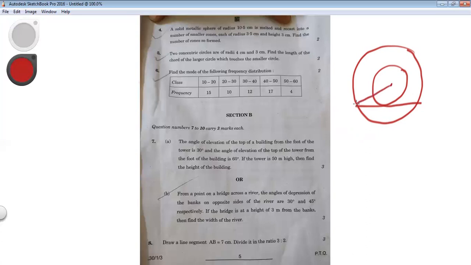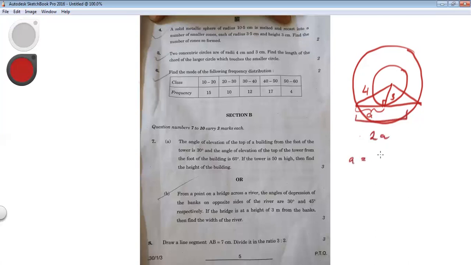So the larger circle is 4. The smaller circle is 3. So this perpendicular distance is 3. So this automatically gets 5 because of the Pythagorean triplet 3, 4, 5. Oh, sorry, no, this will be less actually. 4 is the hypotenuse. So this perpendicular is 3, the smaller one, right? So now this one you can find by Pythagoras theorem. You're going to get this one part. Let's say it is a. So the chord is actually nothing but 2a.